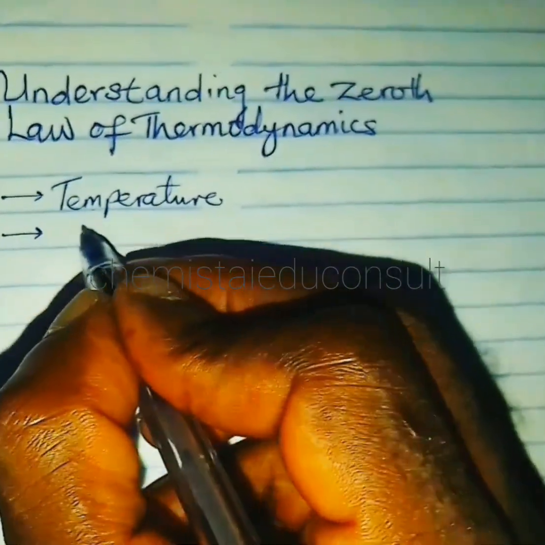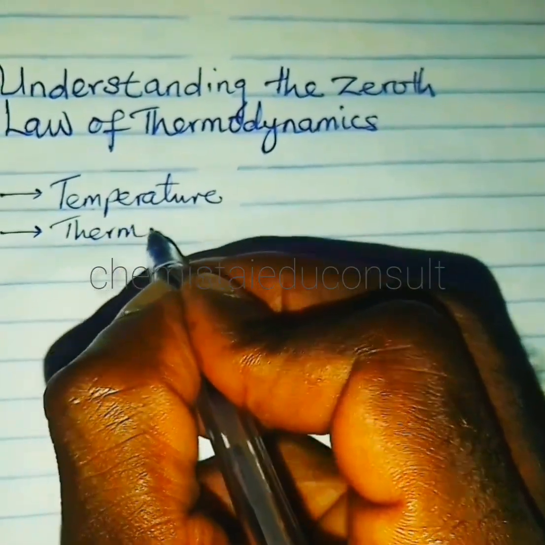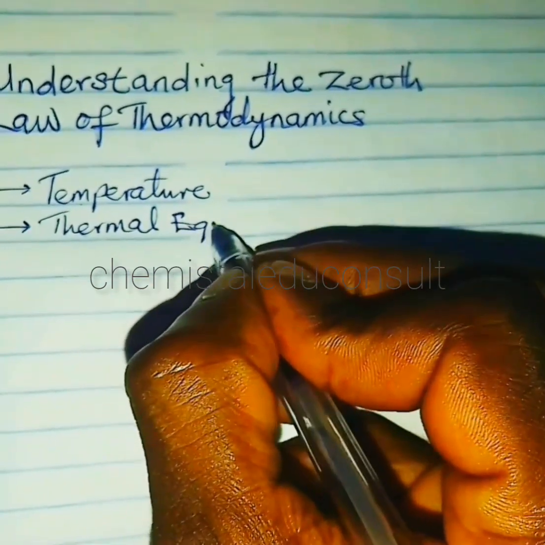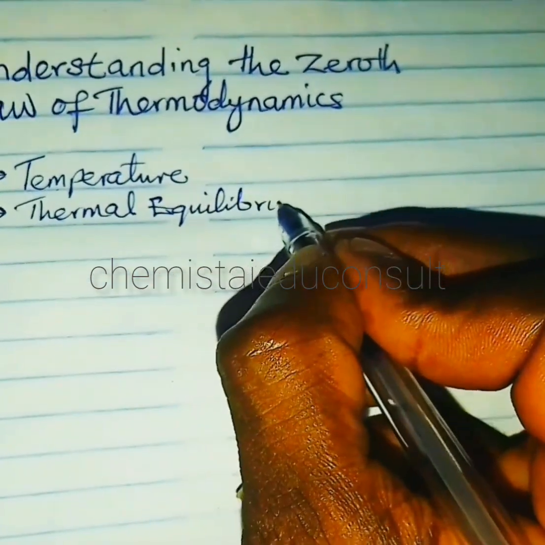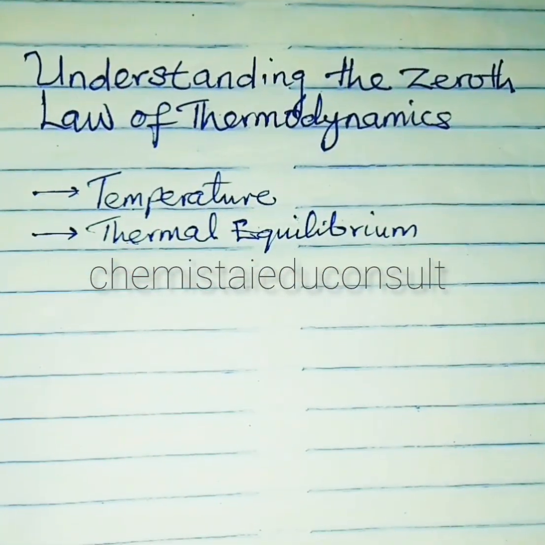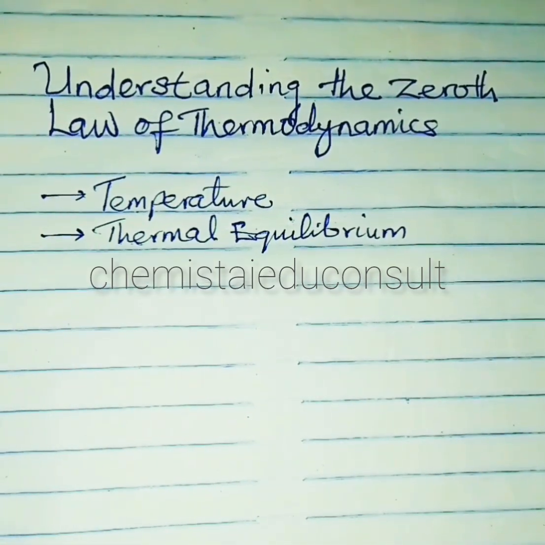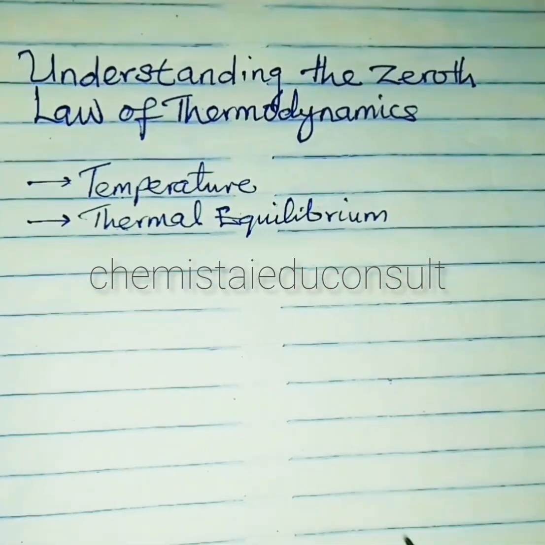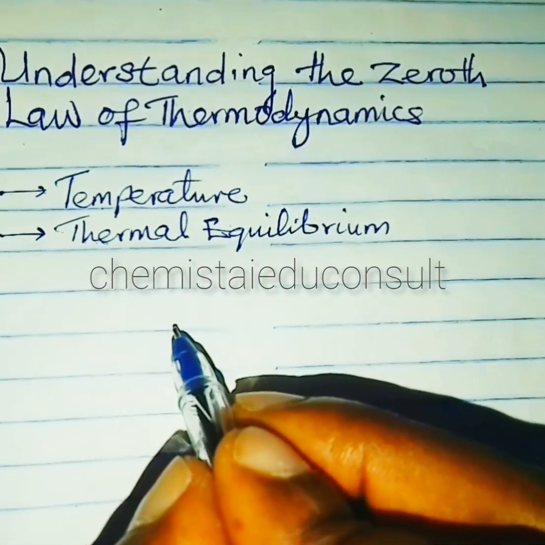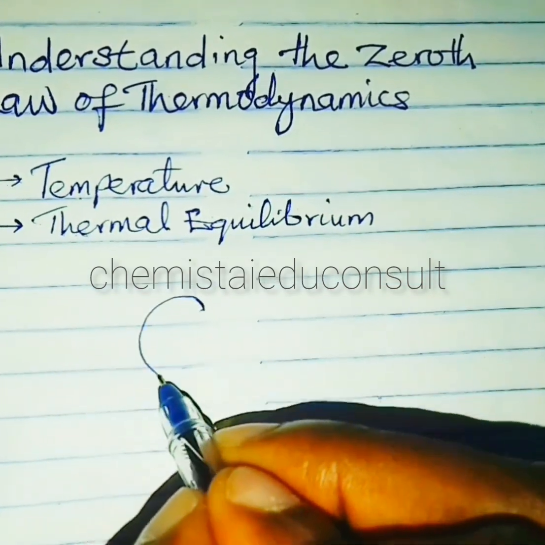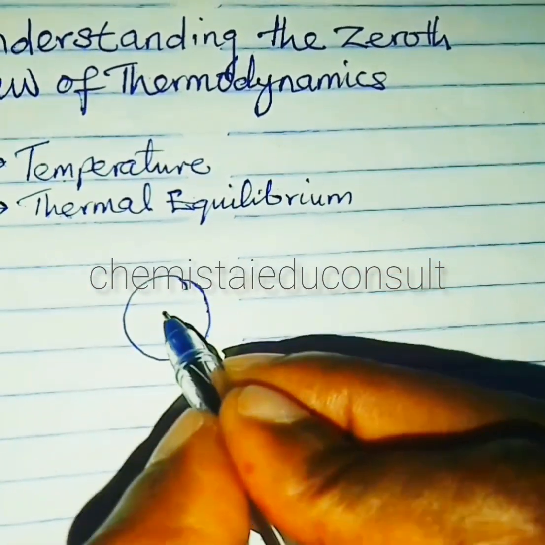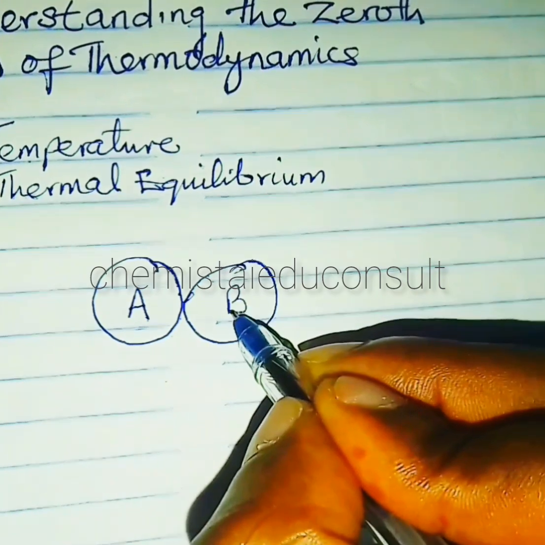equilibrium. You know that temperature of a system is the degree of hotness or coldness of that system, or technically, the average kinetic energy of the particles of that system. Thermal equilibrium is a situation whereby two or more systems are in contact and there is no net heat flow between the systems, or the amount of heat in one system is the same as the amount of heat in the other system. Take for instance, we have two systems, system A and system B, which are in contact.